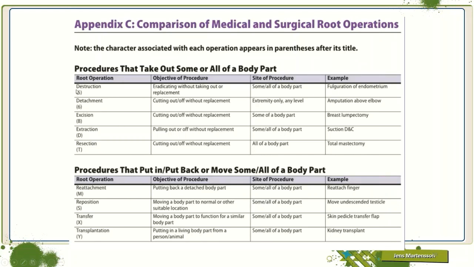This is kind of what it looks like. Procedures that take out some or all of a body part: destruction, detachment, excision, extraction, resection. A lot of people confuse them. Now you can look at them together and see the difference.